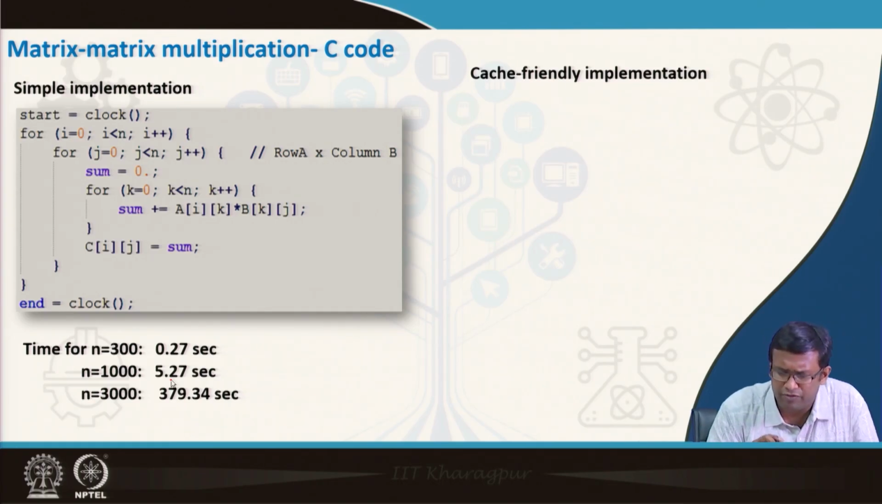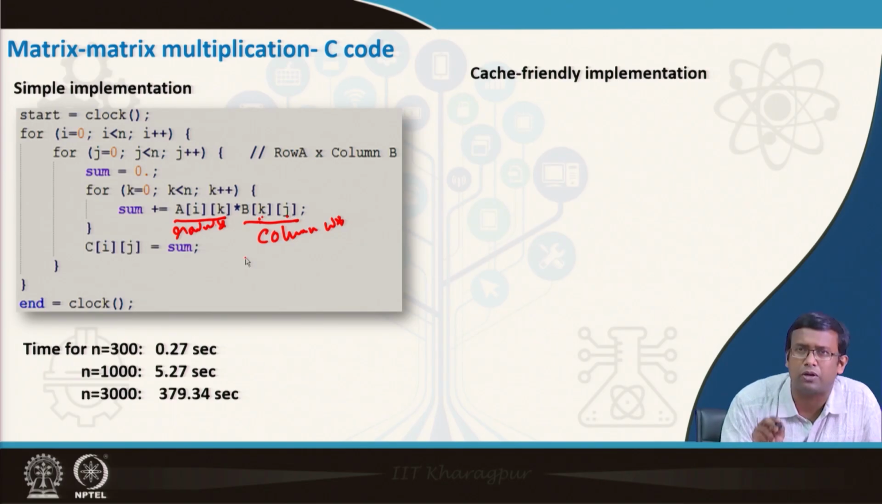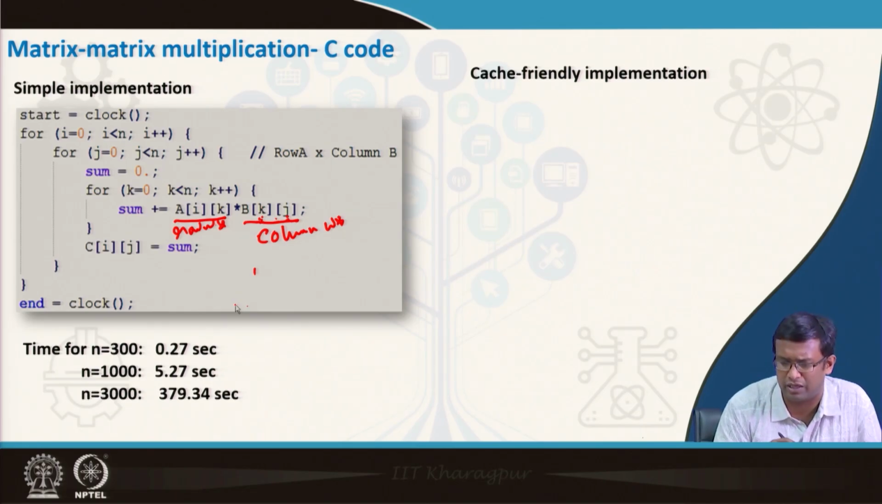Now, we can do a cache friendly implementation. This is not cache friendly because this is a C program and A is accessed row wise, which is cache friendly, but B is accessed column wise. So for each value of one particular row element, different columns of B are being accessed. In one particular column, J is fixed, the column ID is fixed, and different elements of the column are being accessed. They are not in the same cache line. So this is a non-cache friendly example.